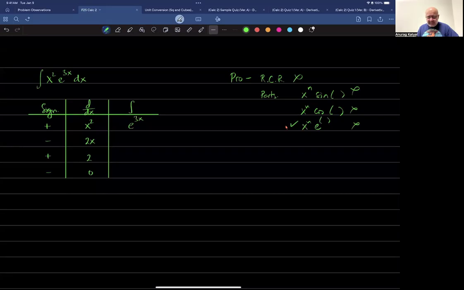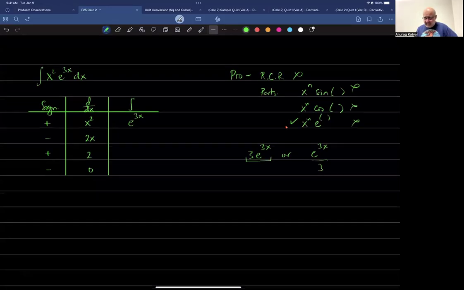And now I need to take the integral of e to the 3x. Sometimes people say, well, is it 3e to the 3x, or is it e to the 3x over 3? And the answer is always take the derivative. Check to see for yourself. If I were to take the derivative of 3e to the 3x, I would get 3 times ln of the base, which is just 1, times the exponential, times the derivative of the power. Well, this is not that, so this is not going to be the answer.